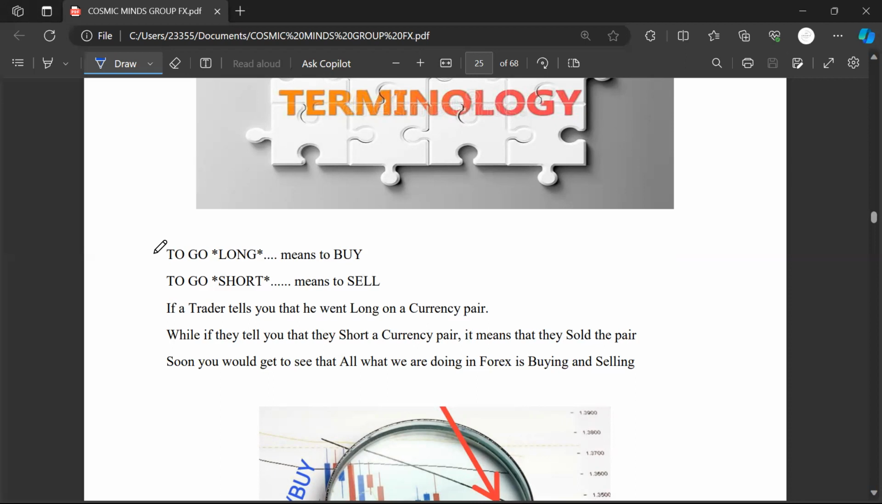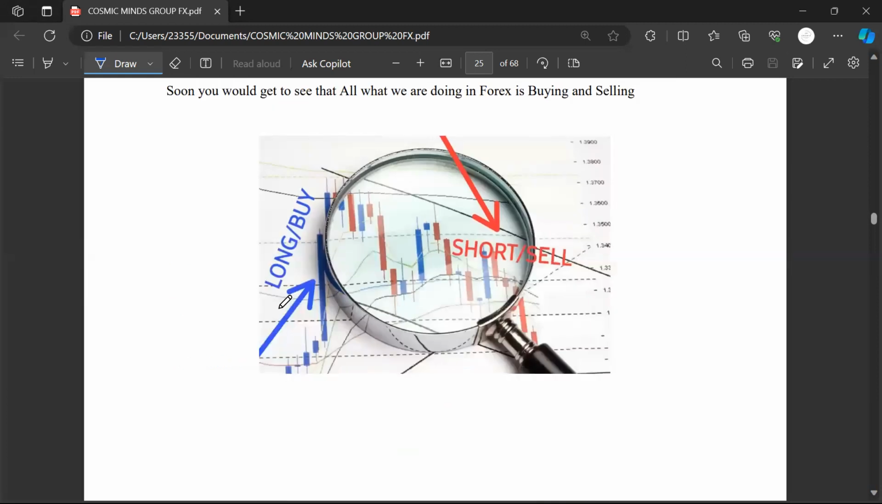Now, if a trader tells you that he went long on a currency pair, it means that he or she bought. That is it. While if they tell you that they shorted the currency, it means that they sold the pair. So you get to see that all we are going to do in Forex is buying and selling. These are the only two actions that we're going to do, like I said, so just stick with me.